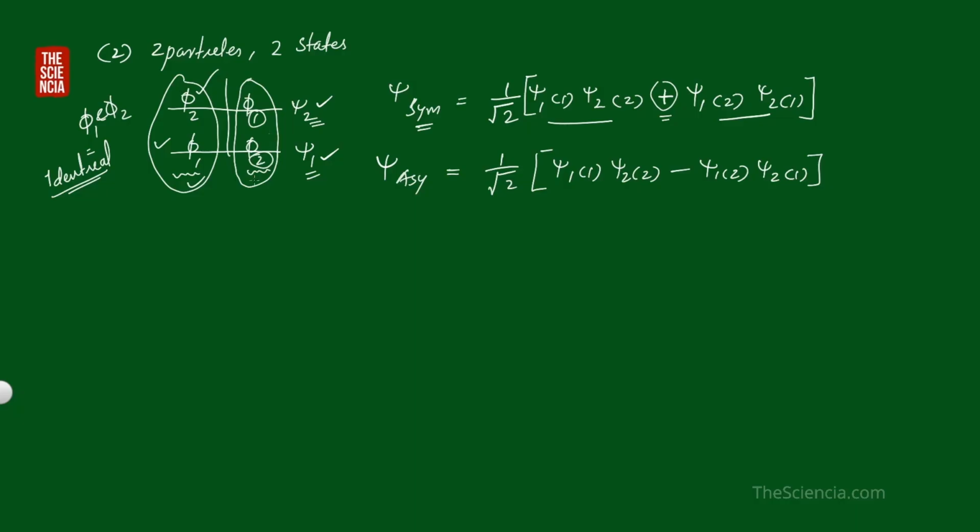Let us consider one more example. If you have any doubt, you can clarify from this example. Now we are going to consider three particles and two states. And here I give you some more conditions, that is, two particles are in one state and one in the other state.